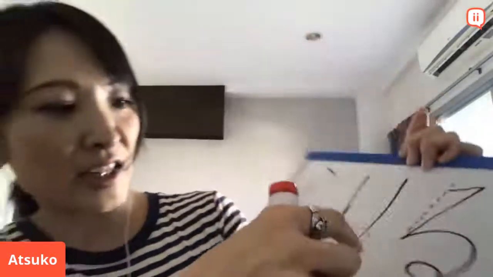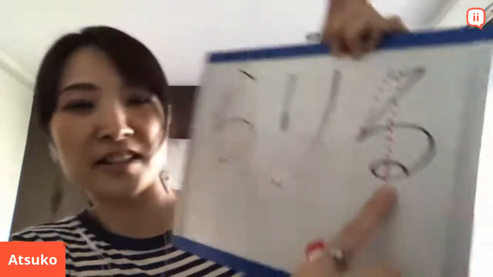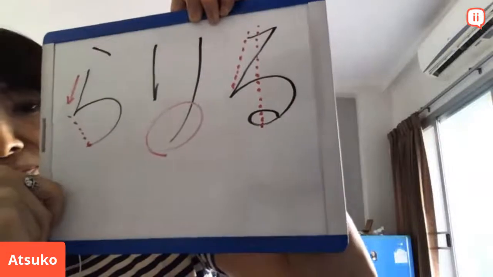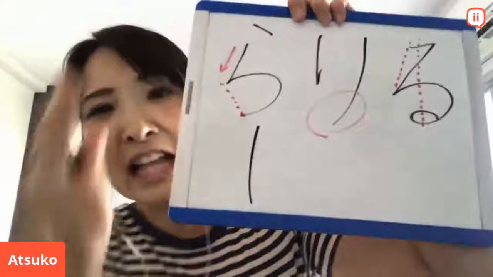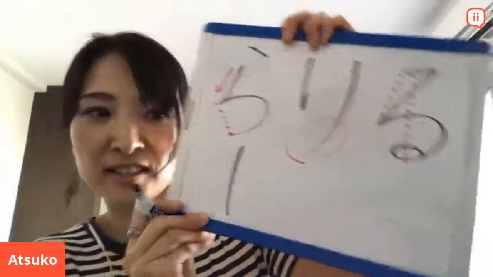Okay. And this group, again, wide loop. Wide loop. This line is center. Okay. The loop is on the center. Next one, re. First stroke is a little bit cup, but just only a little bit. Okay.